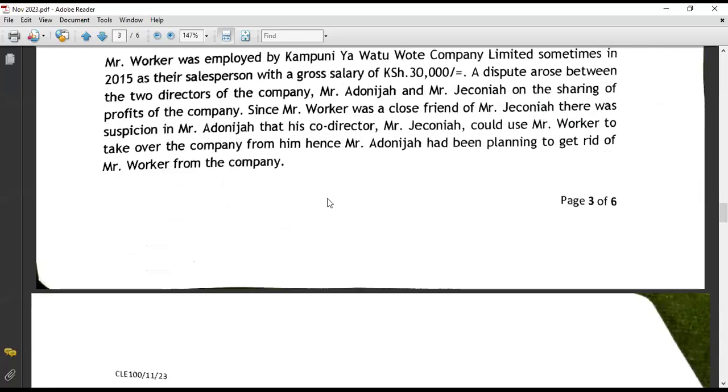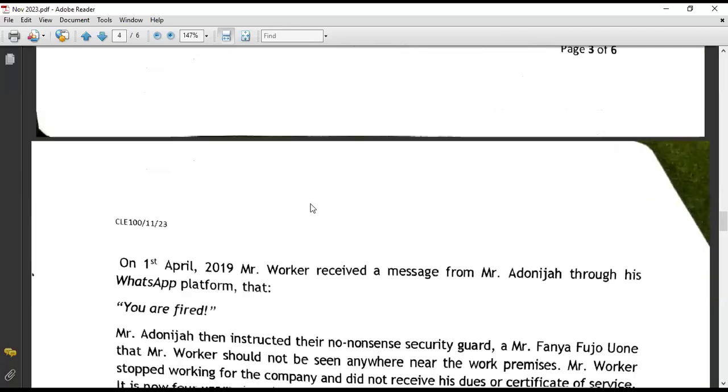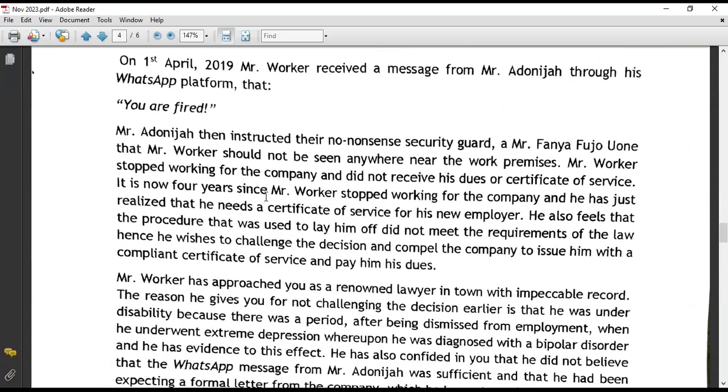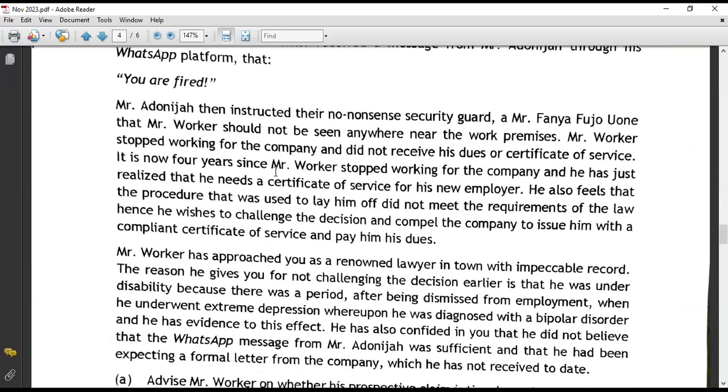Since Mr. Waka was a close friend of Mr. Johnny, there was suspicion in Mr. Adinojai that his co-director, Mr. Jokiain, could use Mr. Waka to take the company from him, as Mr. Adijona had been planning to get rid of Mr. Waka from the company. On 1st April 2019, Mr. Waka received a message from Mr. Adonaji through WhatsApp that you are fired. Mr. Adonaji then instructed the security guard that Mr. Waka should not be seen anywhere near the work premises.